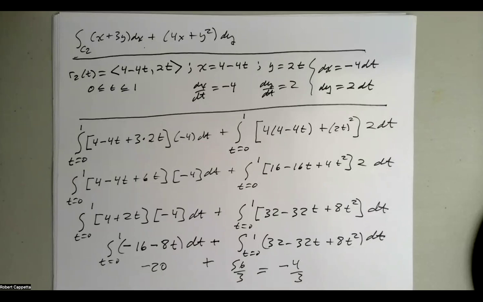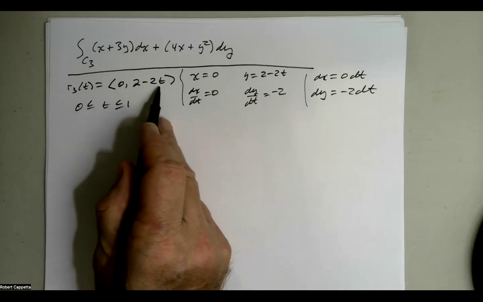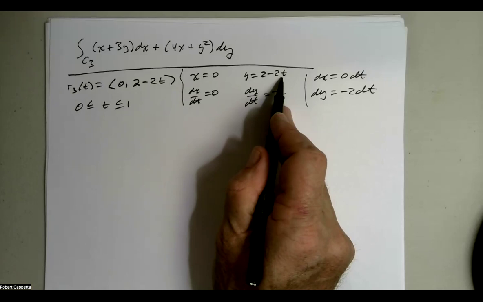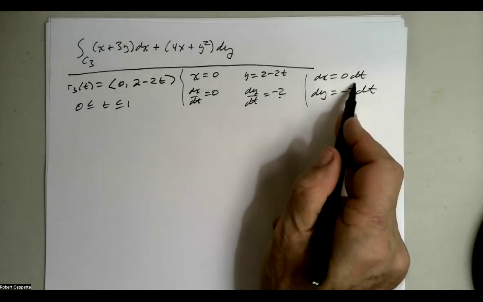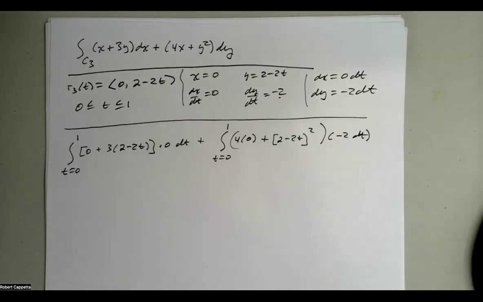So we need to do one more. Here's the information we had. R3 of t was (0, 2 - 2t). So x is 0, dx/dt is 0. y is 2 - 2t, so dy/dt is -2. dx is 0 dt, dy is -2 dt. Let's substitute.